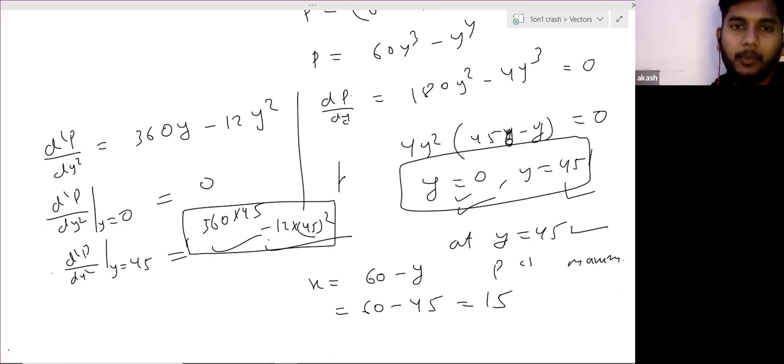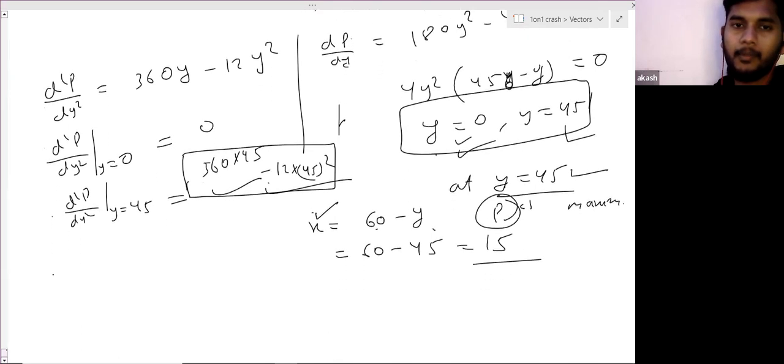See, we converted this whole equation into y and finally found that at y equals to 45, the p function is maximum. Clear? Then we are trying to find the value of x. We know x is 60 minus y, so 15. Is it clear, Firaz? Yes or no?